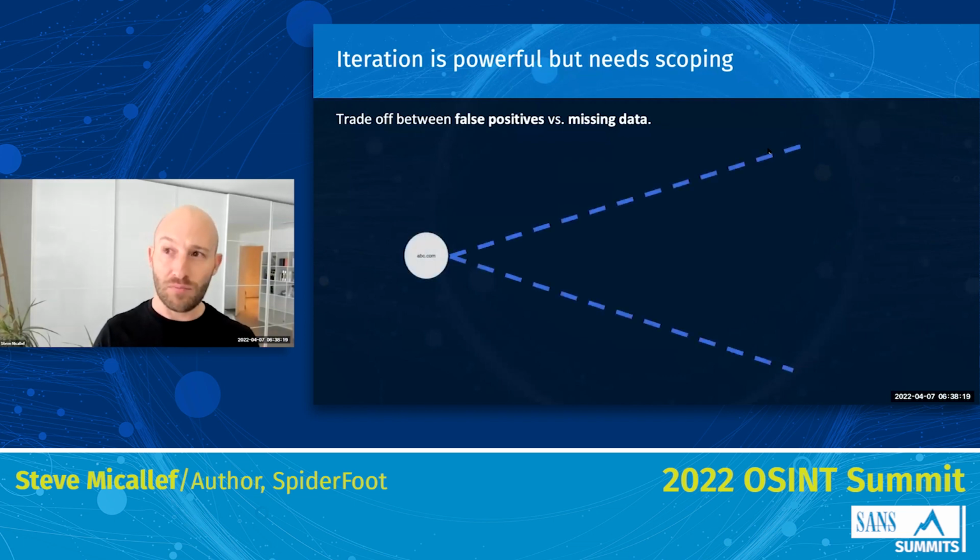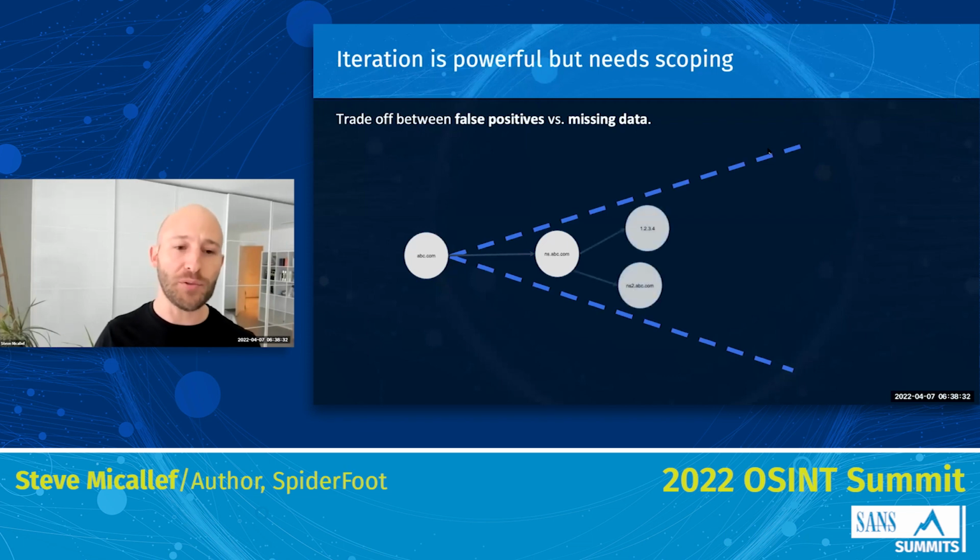To explain what I'm talking about, we start off with a domain, let's just say abc.com. Then we say, okay, what are the host names on abc.com? We find ns.abc.com. That's in scope, it's on the same domain name, all good. And then we say, okay, ns.abc.com resolves to this IP address.